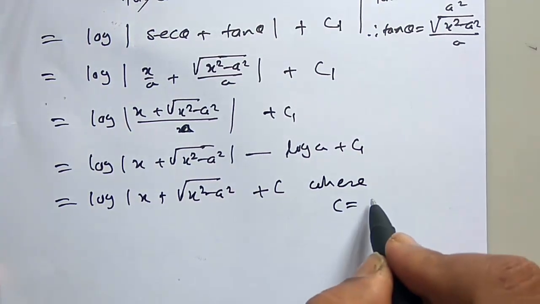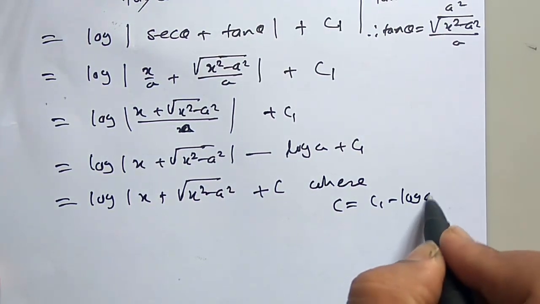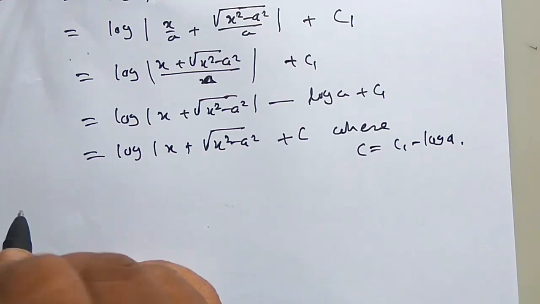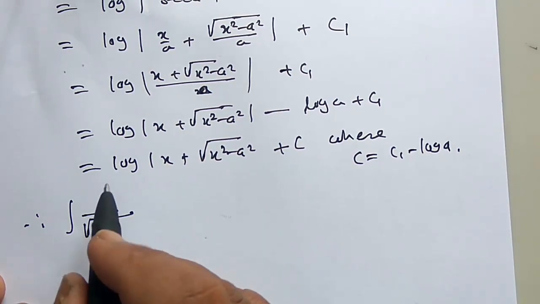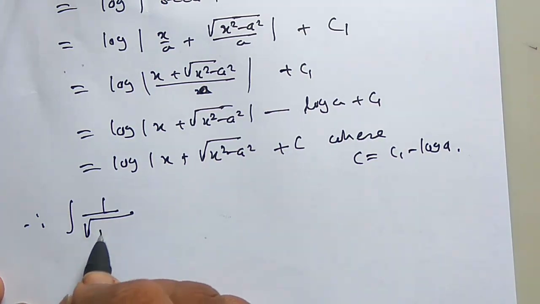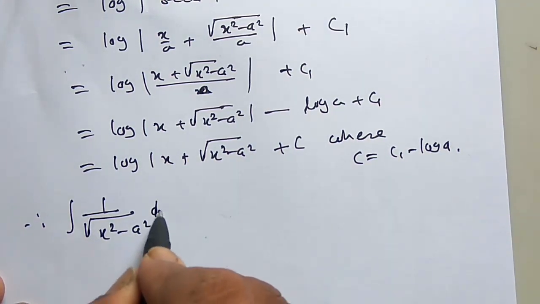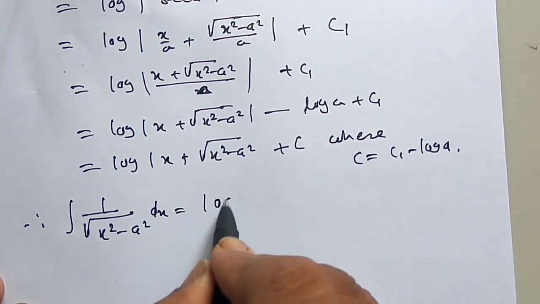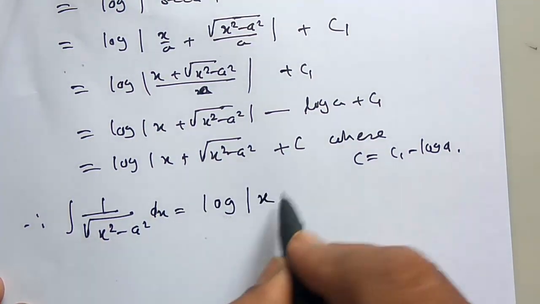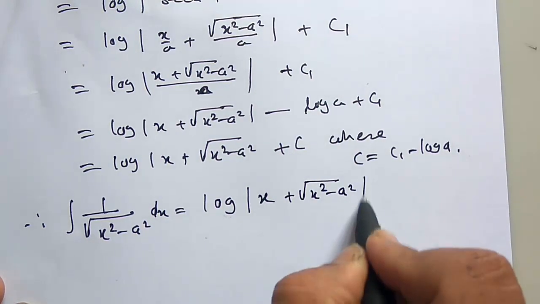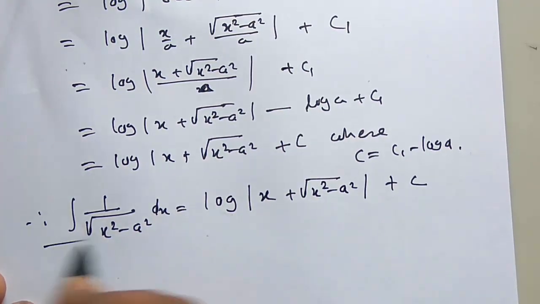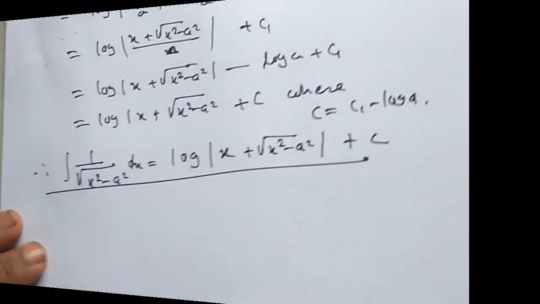where we can take c is equal to C1 minus log a, and therefore, integration of 1 upon under root of x square minus a square dx is equal to log of x plus under root of x square minus a square plus some constant. So, this is the integration.